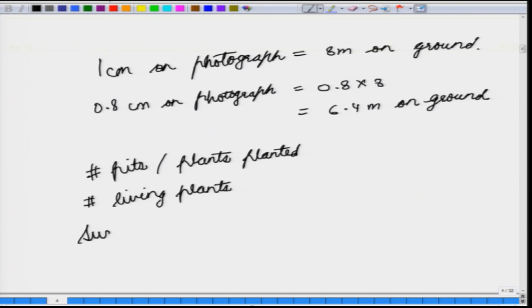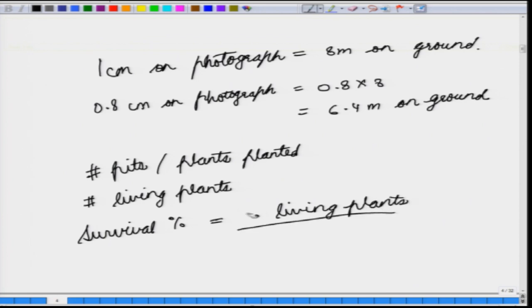And your survival percentage is given by number of living plants divided by number of plants planted, into 100%. So in this case again, we are using the technique of photogrammetry to measure something. So we are trying to measure the survival of the plants that were planted in that particular plantation.